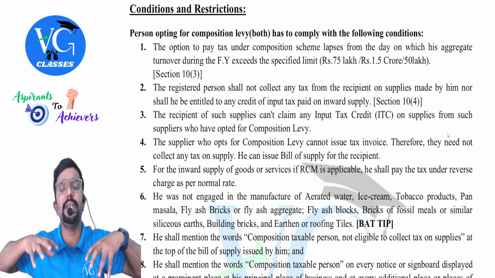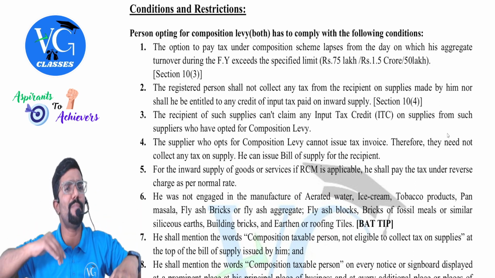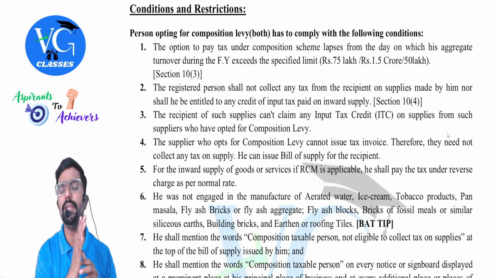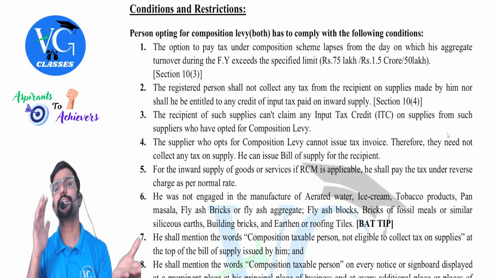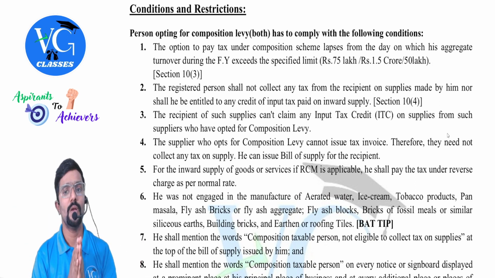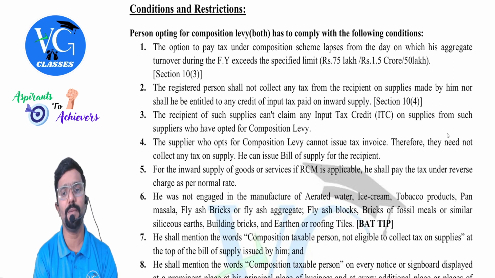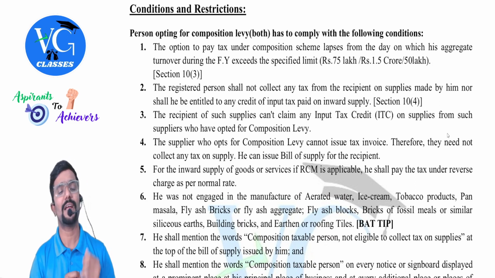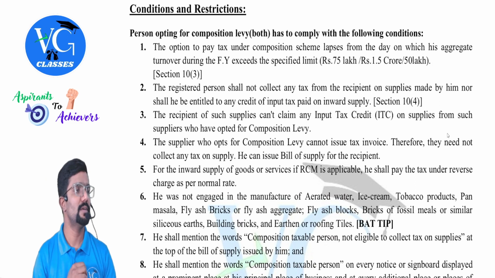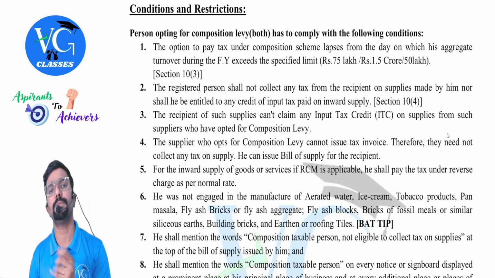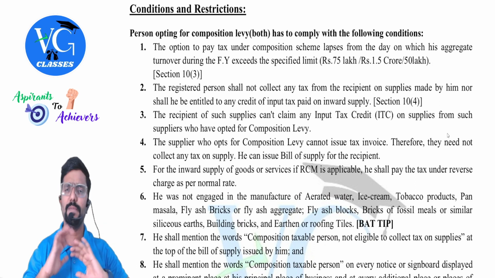Quarterly. But in the current year, at any point of time, if my turnover has crossed the threshold limit, immediately I have to move from section 10 to section 9. Okay, let us see. Person opting for composition levy, that is both the schemes, has to comply with the following conditions. First one, the option to pay tax under composition scheme lapses from the day on which his aggregate turnover during the financial year exceeds the specified limit, that is 75 lakh or 1.5 crore or 50 lakh. As per which section? Section 10, subsection 3 puts this condition. For both the schemes, this is common.